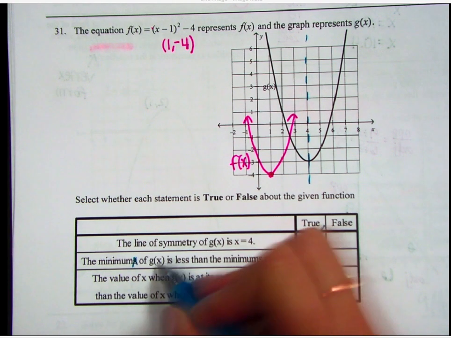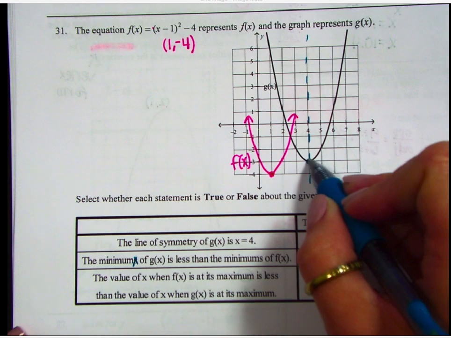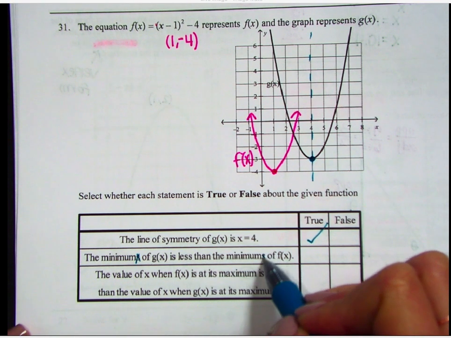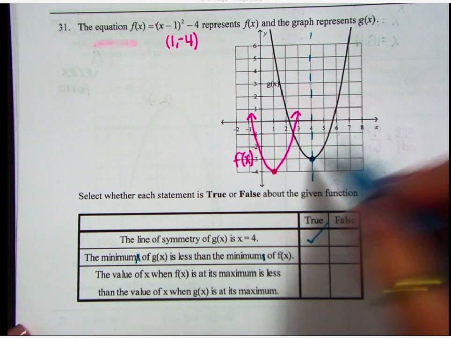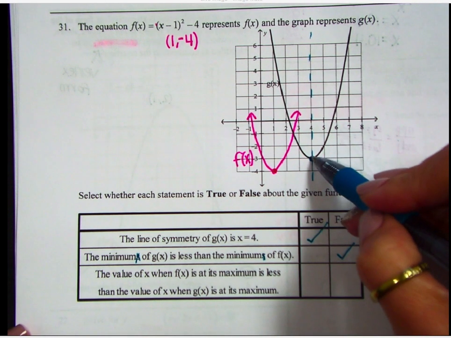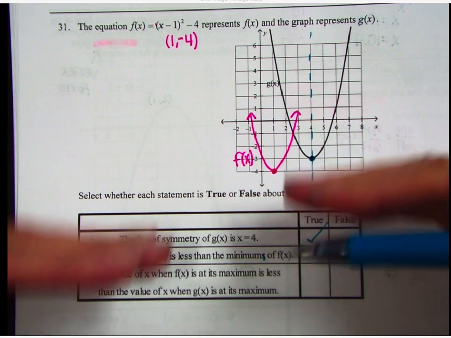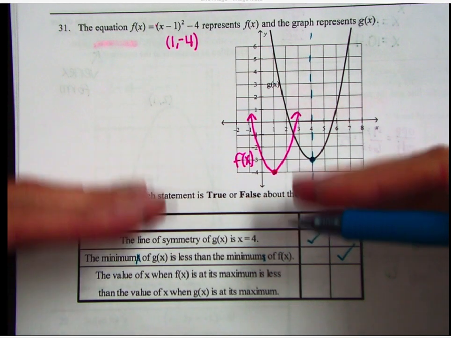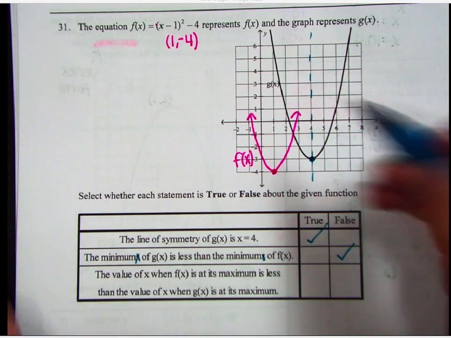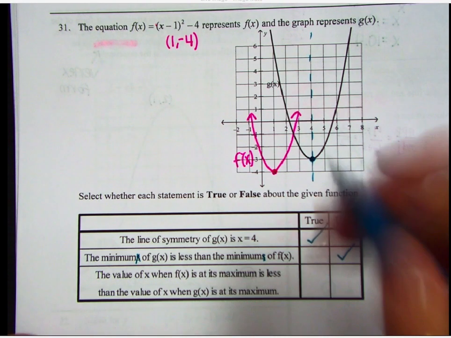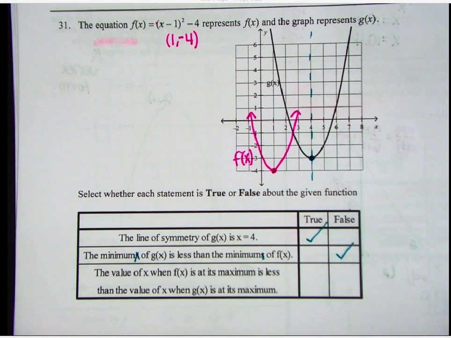The minimum of g of x, so here's my minimum for g of x, is less than the minimum of f of x. That's false, because if you look at the minimum here, it is a little bit greater than the minimum here because we're looking at like their y values. How high up are they on the graph for the minimums, okay? So this one is greater, not less, so false.